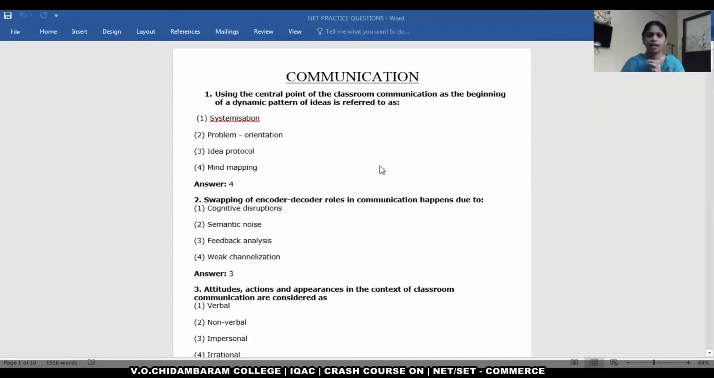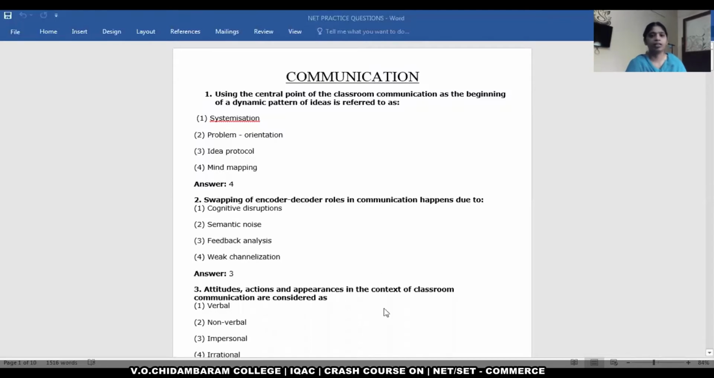So why this answer? Feedback is what you know, right? The encoder gives the information, the decoder receives it. When this decoder gives a response, he becomes the encoder, and the encoder becomes the decoder. So the roles become vice versa. This suits the question, swapping of encoder-decoder roles. The roles get exchanged. So the third is the right option. Now the third question.